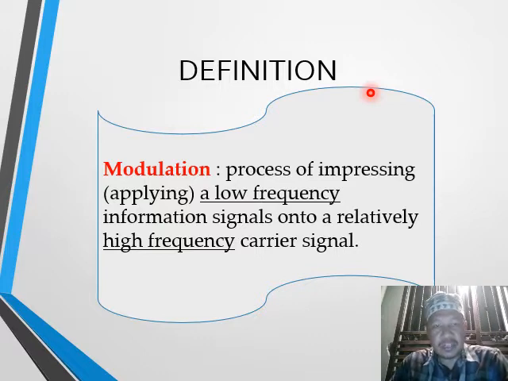What is modulation? Modulation is a process of impressing or applying a low frequency information signal. The keyword here is low frequency information signal onto a relatively high frequency carrier signal. So low frequency information signal, high frequency carrier signal. That is the modulation process.